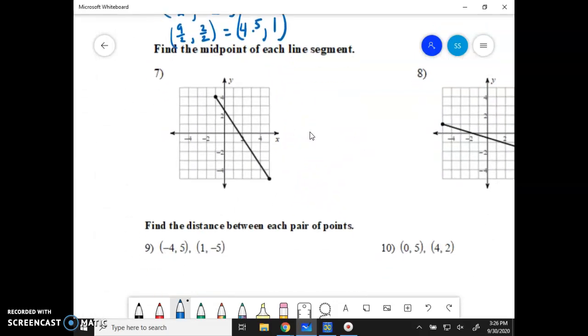Number 7, same thing here. We just have to actually write these points out. So this point here, we go back 1, which is negative, up 1, 2, 3, 4. So we're going to call this our first set of points, x1, y1. And this one here, we're going to go all the way over to 5 and then down to 5. So this is going to be positive 5, negative 5, and I'm going to call this my x2, y2.